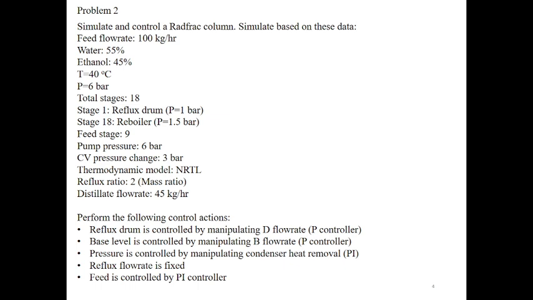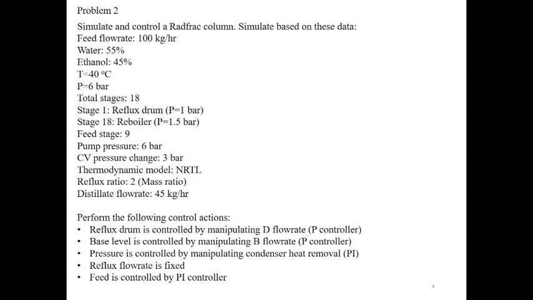The pump pressure is 6 bar and the control valves will be present. So the pressure change across the control valve is 3 bar. The thermodynamic model that we have to use is NRTL. The reflux ratio is 2 and the distillate flow rate is 45 kg per hour.